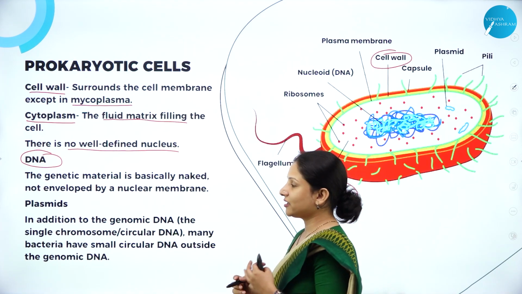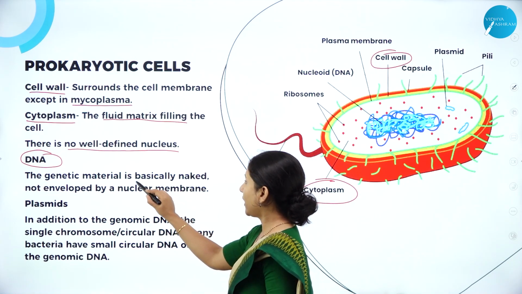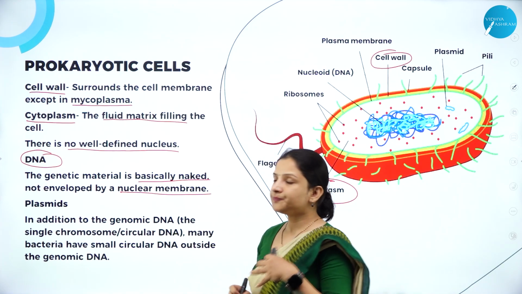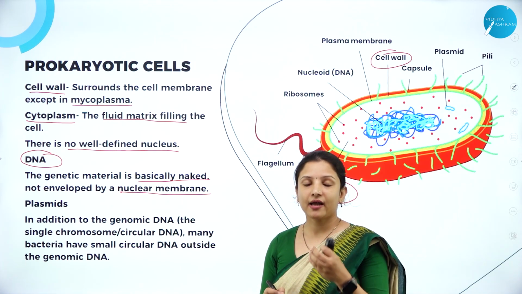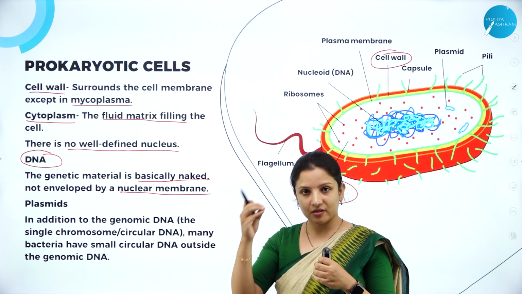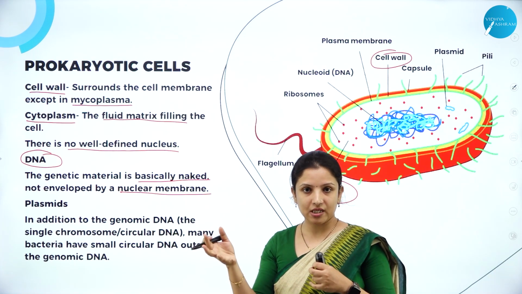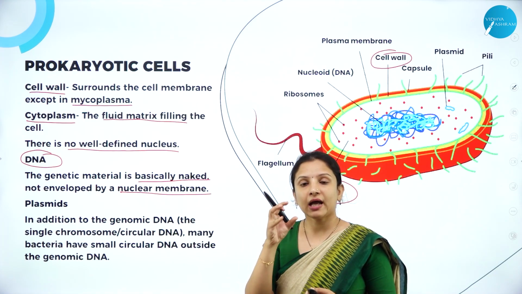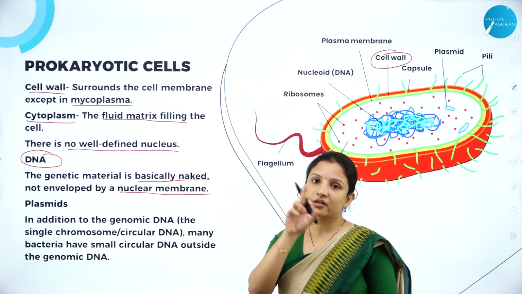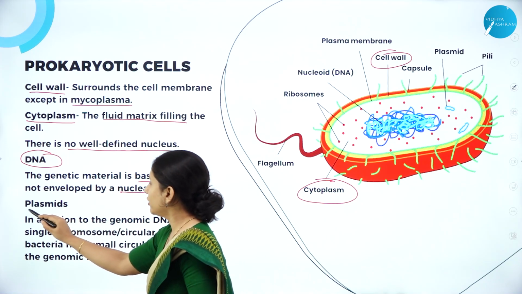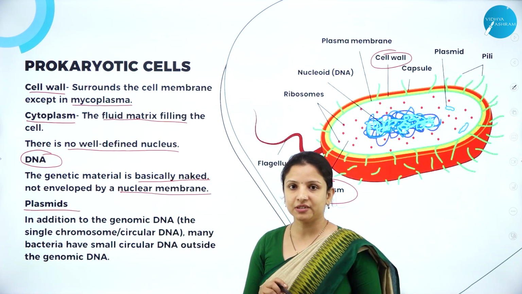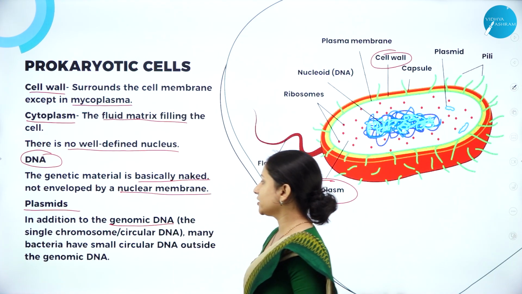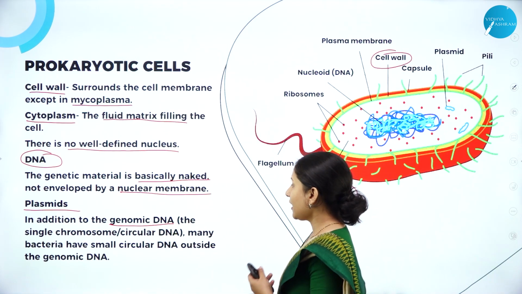So the genetic material is basically naked. Why? Because it is not covered by a nuclear membrane, and in some of the bacteria, they have an extra genetic material apart from the DNA, outside to the DNA, that is in the cytoplasm. They have some genetic material which are circular in shape, and those are called as plasmids.